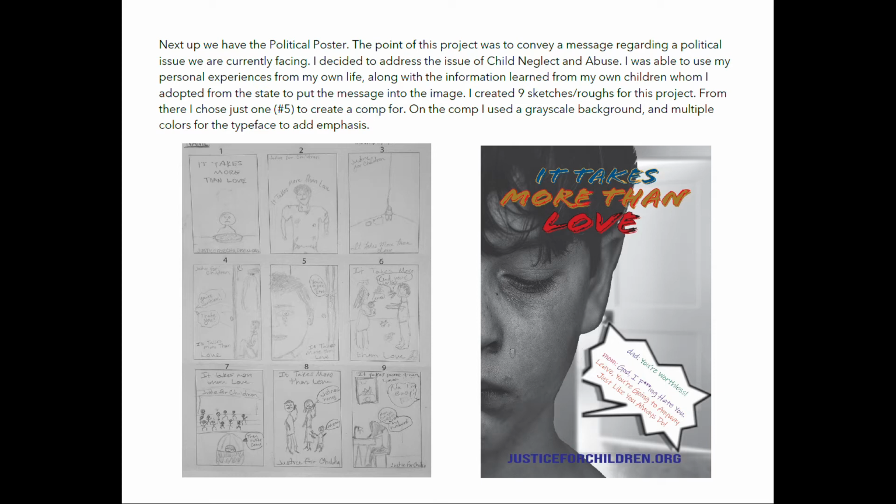So I originally created 9 sketches and then chose to do sketch number 5 as my composition. For my composition, I used a grayscale for the background image of a young boy who appears to be standing in his room weeping. In that composition, you can see that there is a speech box basically representing the boy being able to hear his parents arguing and fighting in another room.